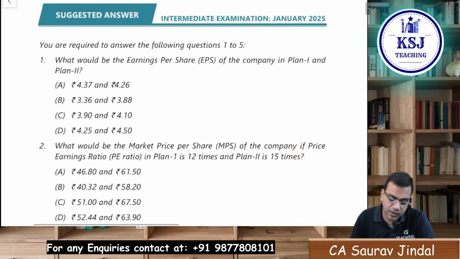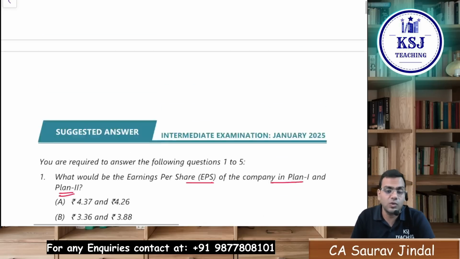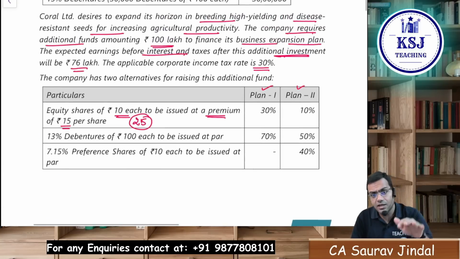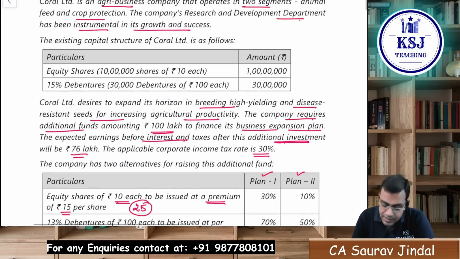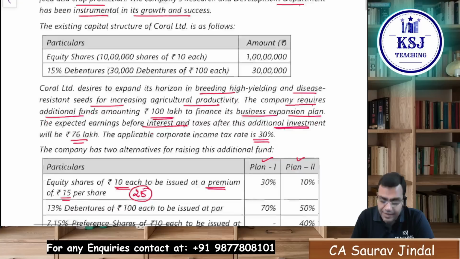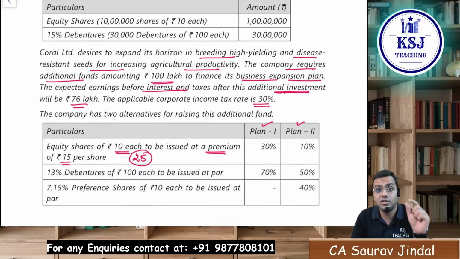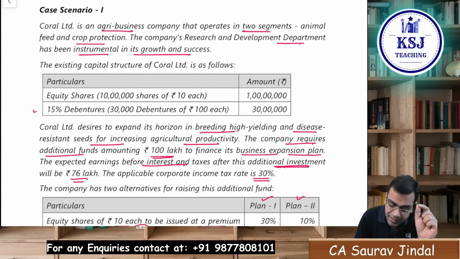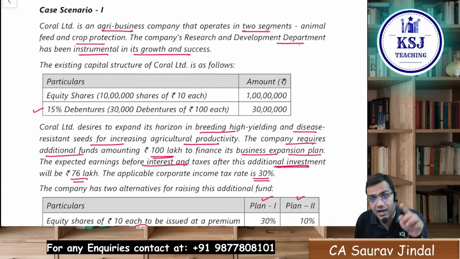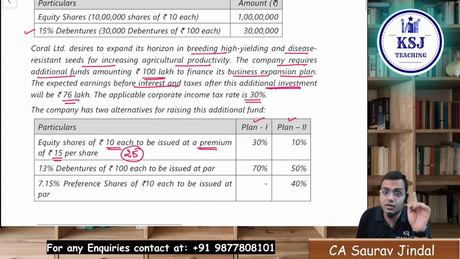You are required to answer what would be the earnings per share of the company under Plan 1 and Plan 2. If you want to calculate EPS, what is the best way, sir? Prepare the income statement. That's it. EBIT is there. Interest on debt is there. Please be very careful: you have to take the interest on existing debt as well as the interest on the new debt. I have prepared a bit of a solution here.